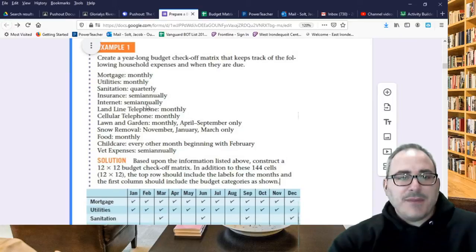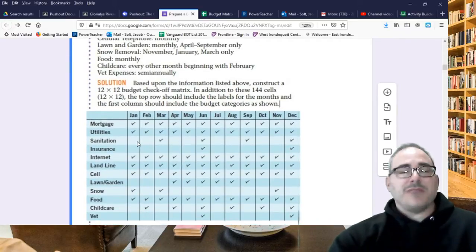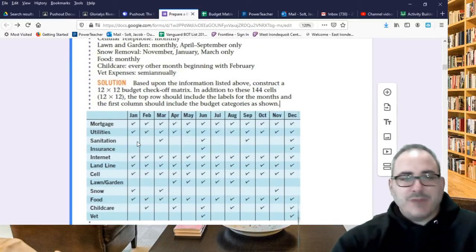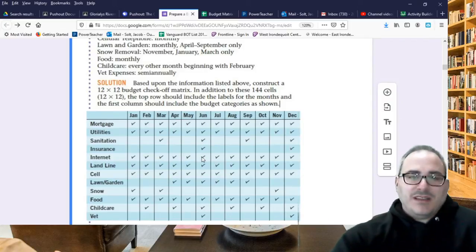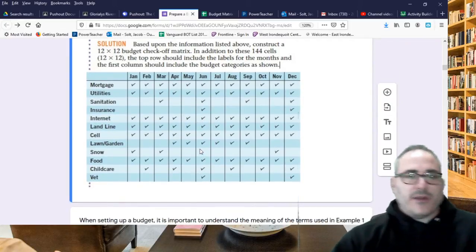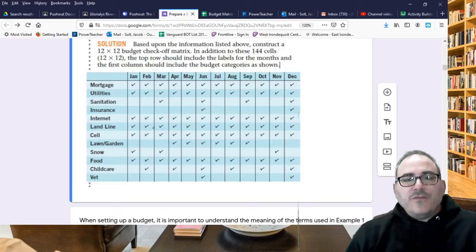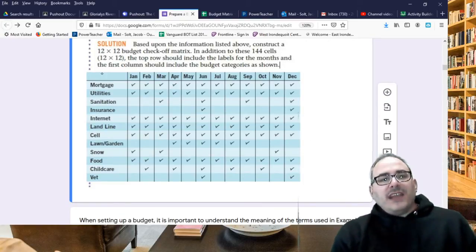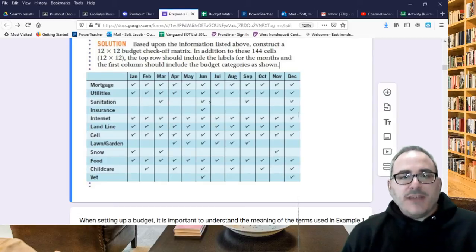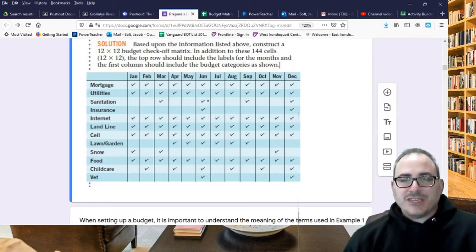Insurance was semi-annually. So what does that mean? That means every 6 months, every half year. So every 6 months, so in June and December, there are 6 months in between the 2 times you pay this semi-annual payment. And you kind of see where this is going, right? It is helping you visualize when you got to pay what bill. And so if you created one of these for yourself, you would never forget to pay your insurance, your health insurance bill or your sanitation bill.